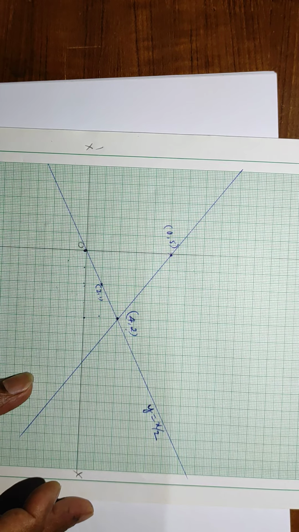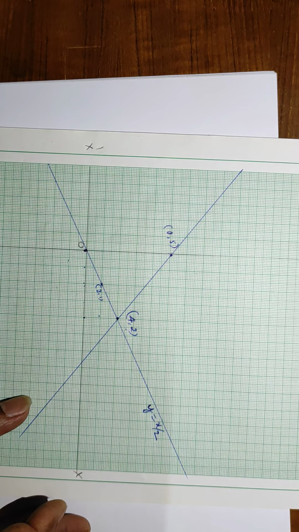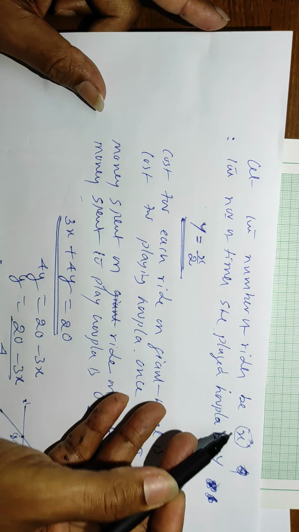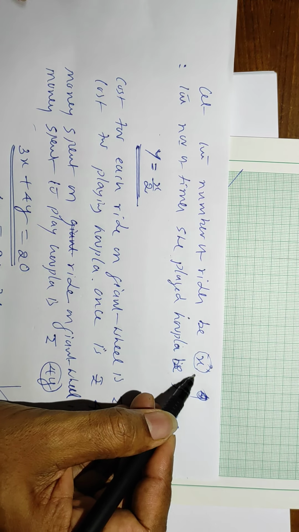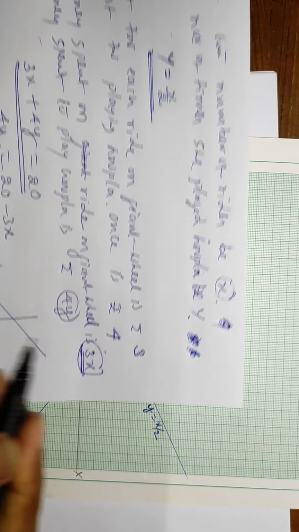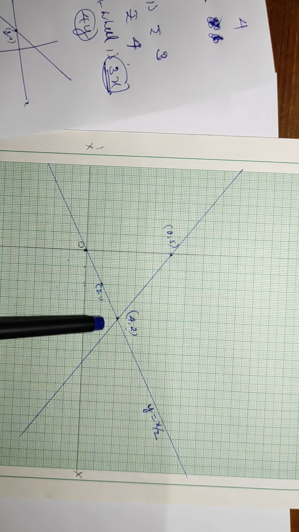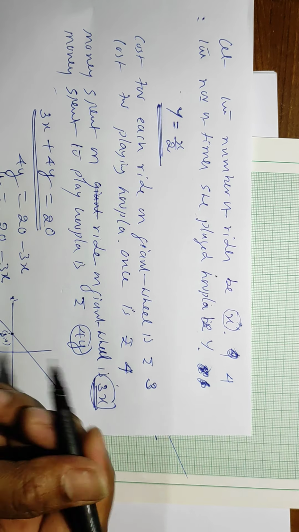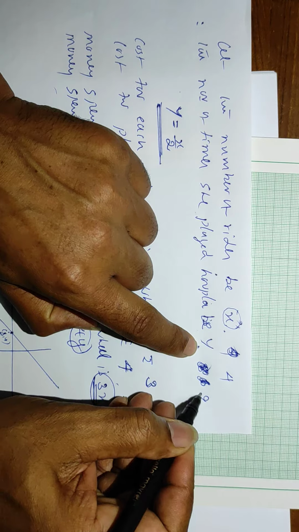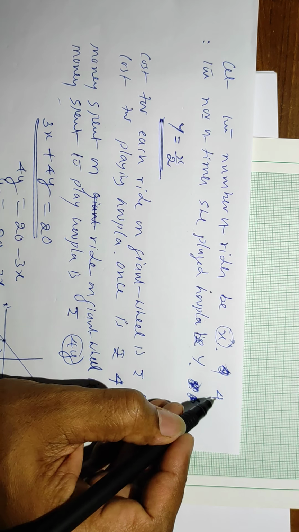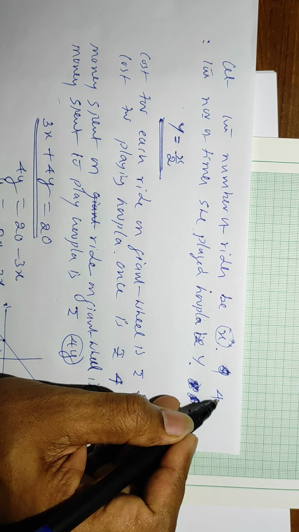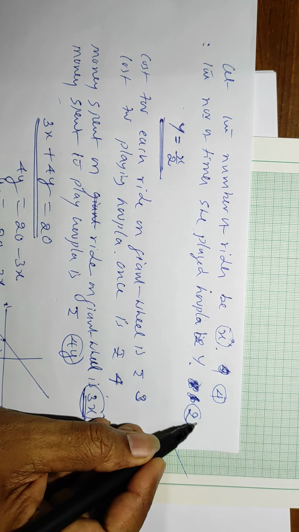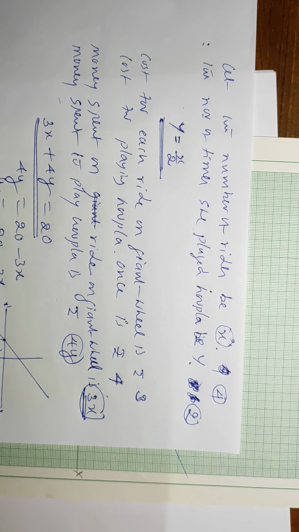So what is x? Let the number of rides on the giant wheel be x. What is the value of x here? 4. And what is the value of y? That is the number of times she played hoopla, which is 2. So she had 4 rides on the giant wheel and she played hoopla 2 times.